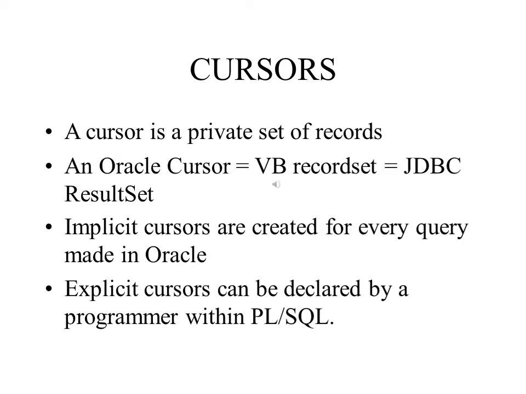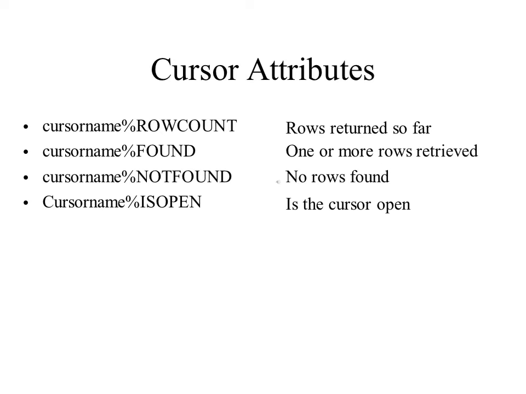You can name a cursor so that it can be referred to in a program to fetch and process the rows returned by the SQL statement, one at a time. An Oracle cursor is equal to a VB record set, which is equal to a JDBC result set. Then cursor attributes: cursor name%rowcount, %found, %notfound, and %isopen.